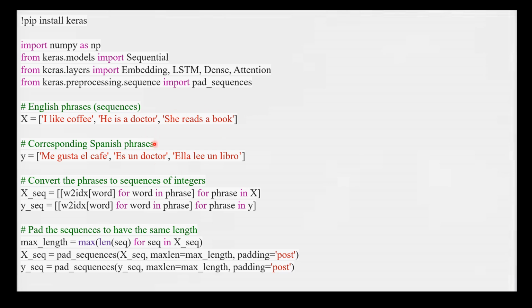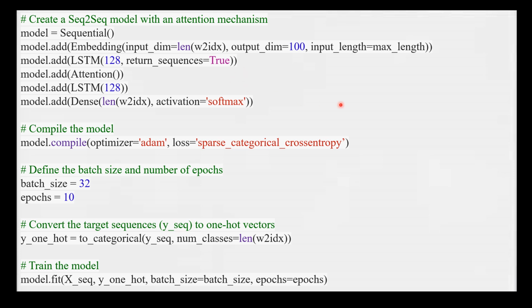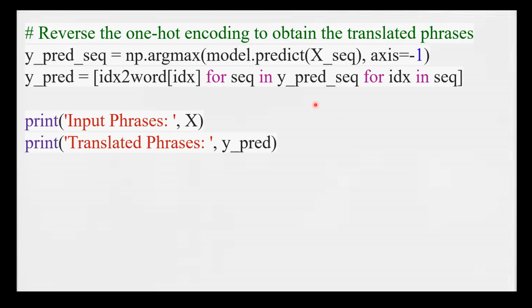So in this example, we'll use a simple data set to translate English phrases to their corresponding Spanish phrases. You can replace this data with your own data set, and then you will prepare the data for the model. After that, you will define the model. In this, you will convert the Spanish phrases back to English, and then you will print the translated phrases.